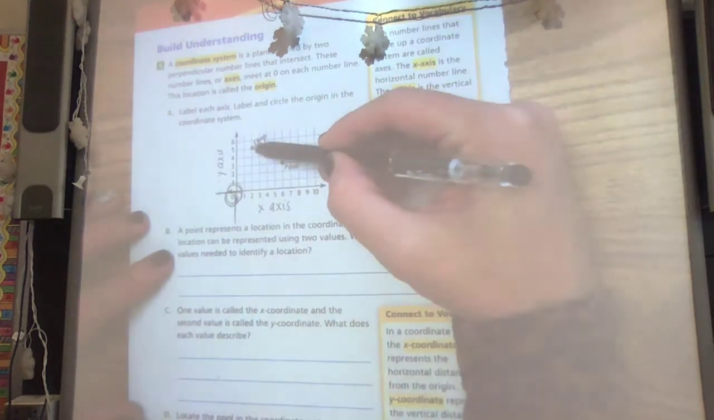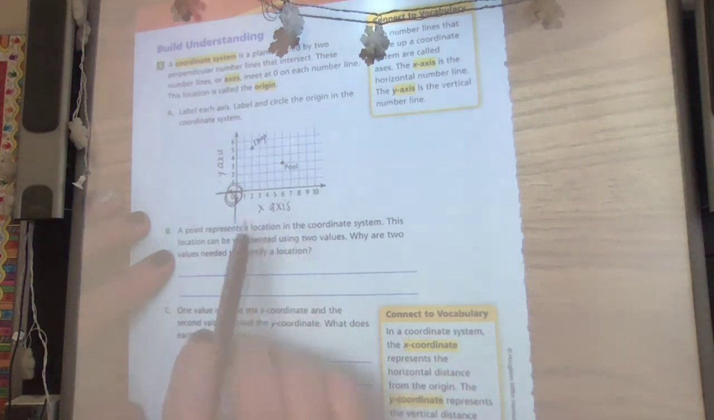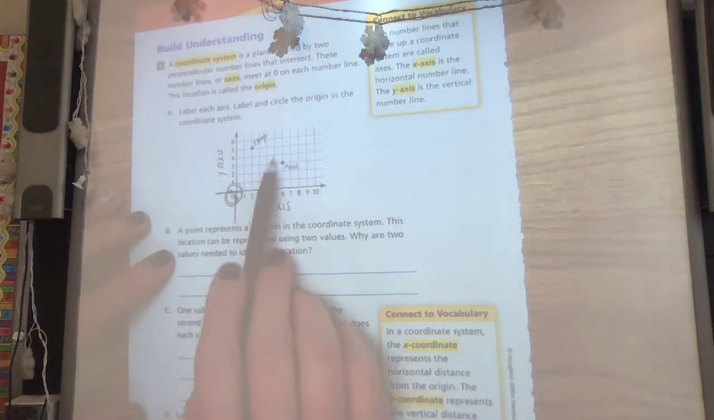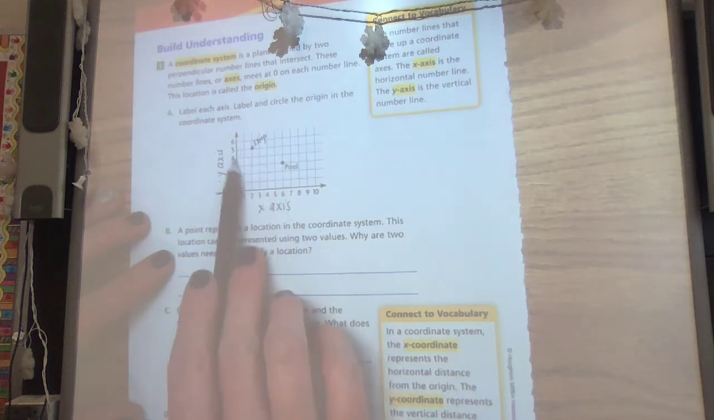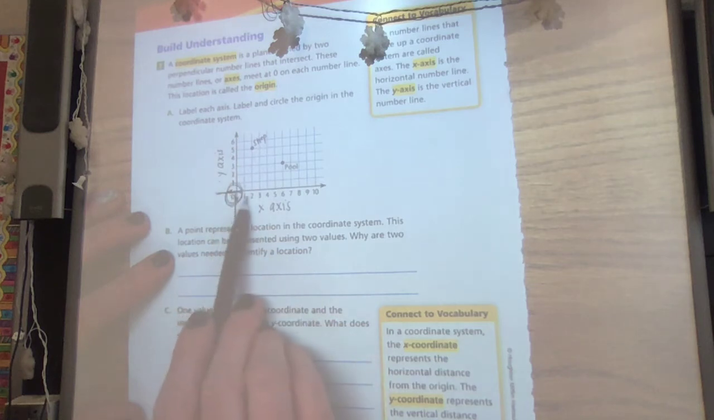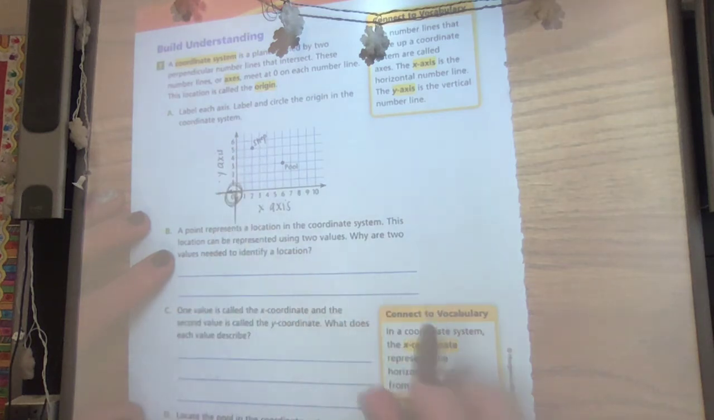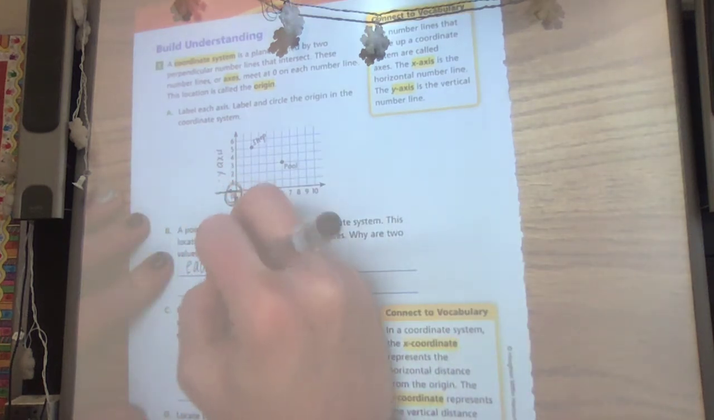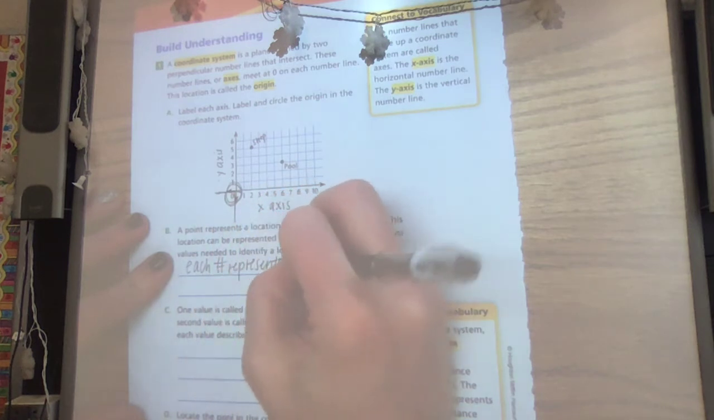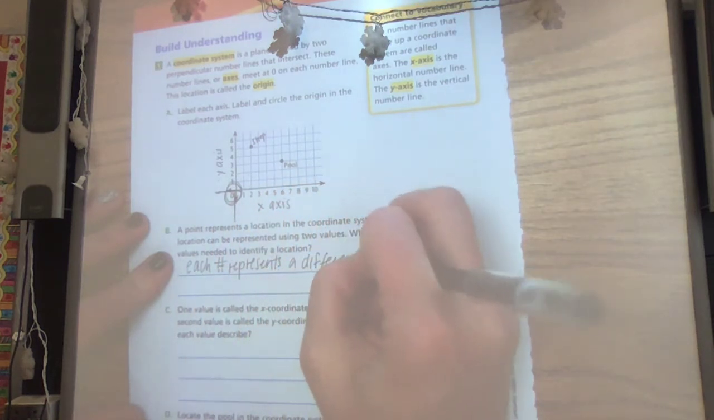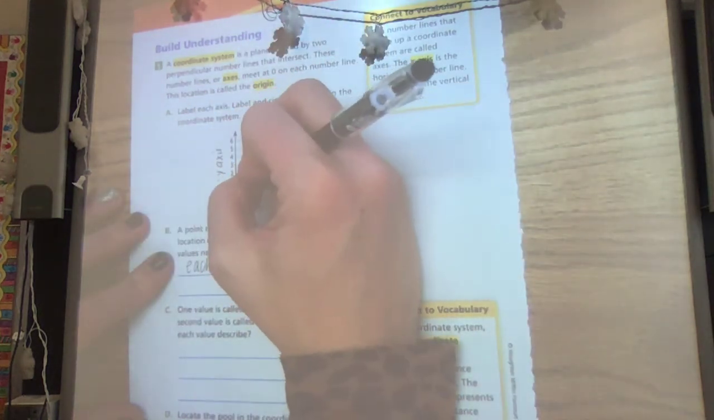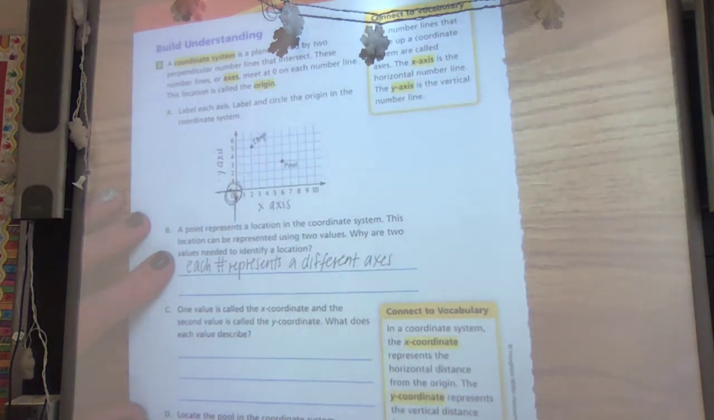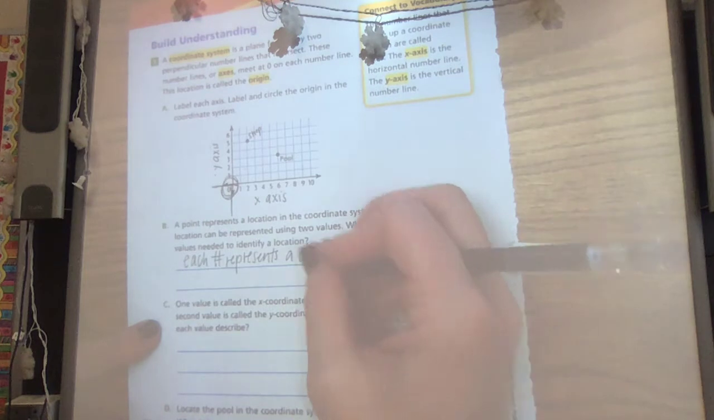If I know where this is, I need to be able to call it by its x and y axis. Because if I just look at the shop and say it's at 5, well, maybe I think it's here. And it's really not on 5, it's on 2, 5. So having them on 2 places, each number represents a different axis. So when we're saying 2 numbers, it's helping us know where it is on the x and where it is on the y. One value is called x, the second is y.